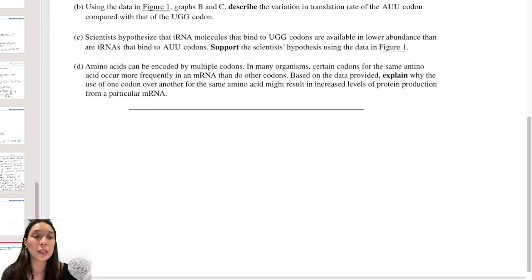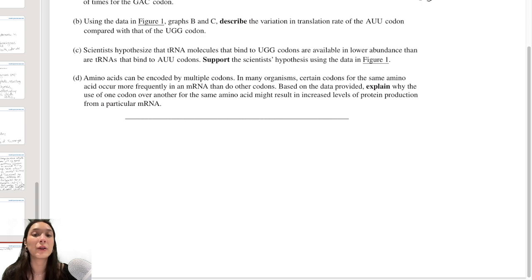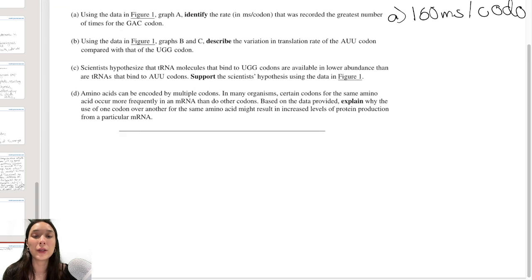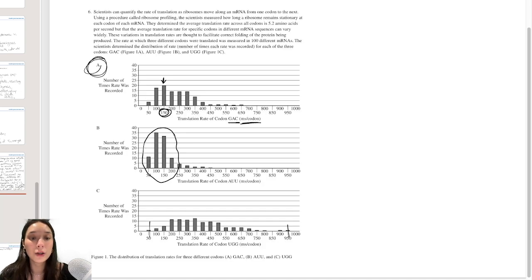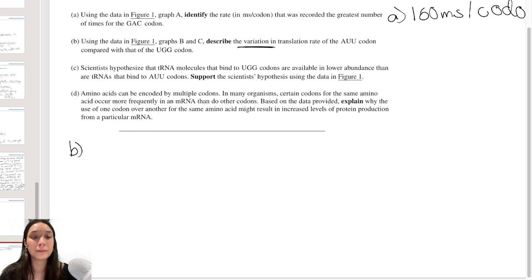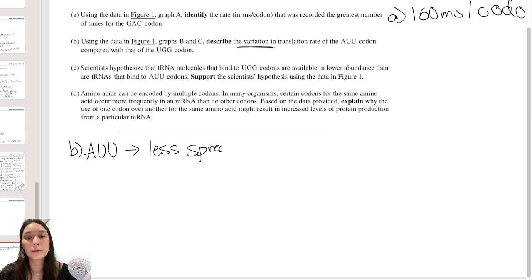Now, for this question, they're asking you to describe the variation. Variation usually is going to indicate, in my opinion, the spread of the graphs, because they do have very different types of spread. For this one, I would probably mention spread as well as, on average, which one is faster, just in case. So I would say that AUU, our graph B, is less spread out. Or you can say less variation, more specific is another way you can put it.